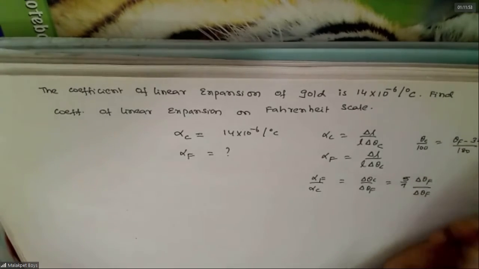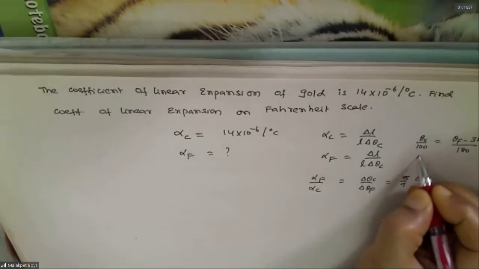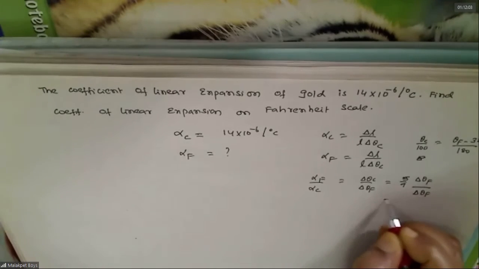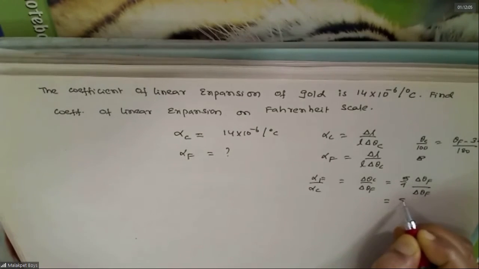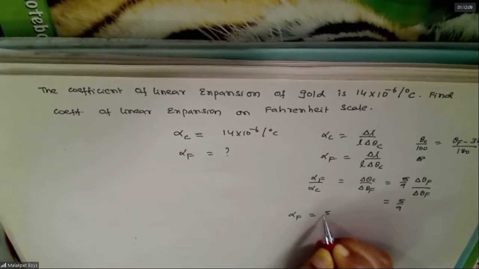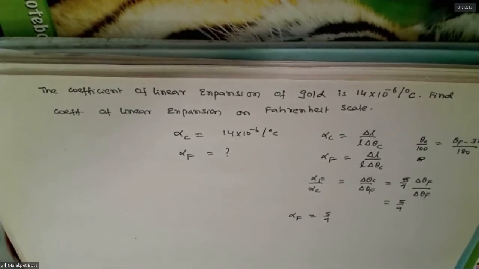Okay, in the notes it is written 9 by 5. It's 5 by 9, man. Sir, but you wrote 9 by 5 there, written before. That is alpha delta F I wrote. Check up. 5 by 9. Sir, you wrote alpha C is equal to 9 by 5 alpha F, sir. Yes. So this is correct, sir. Now what you wrote now is correct, sir.